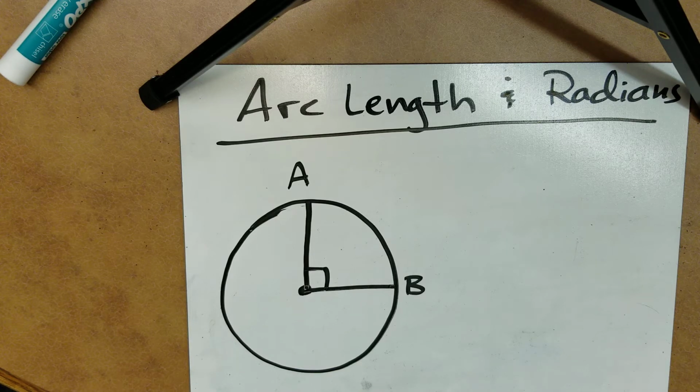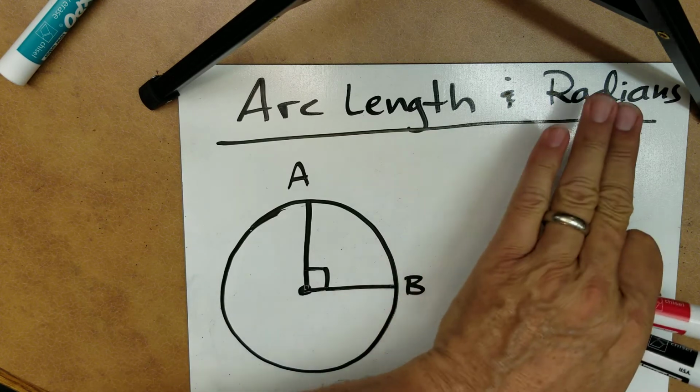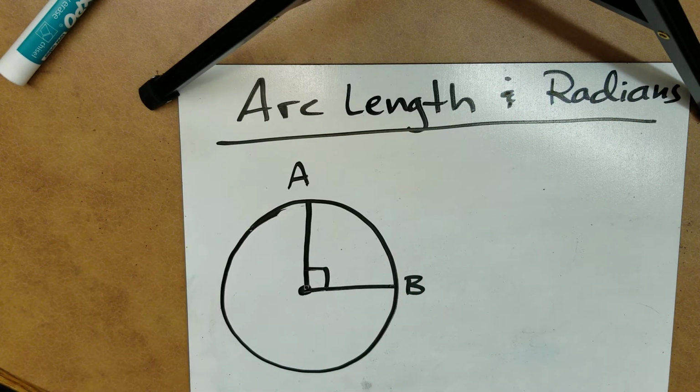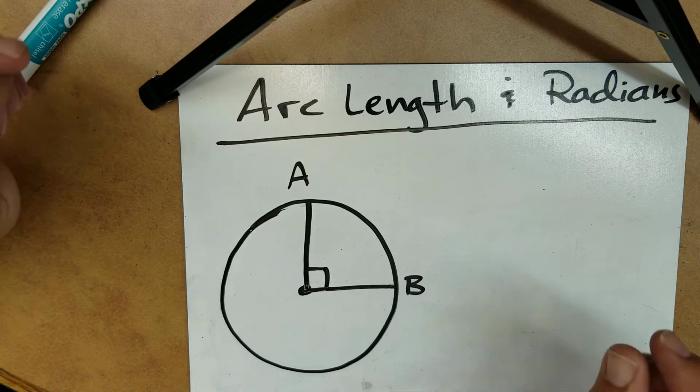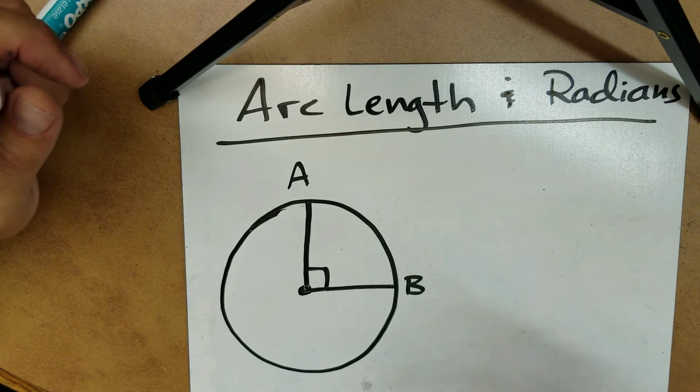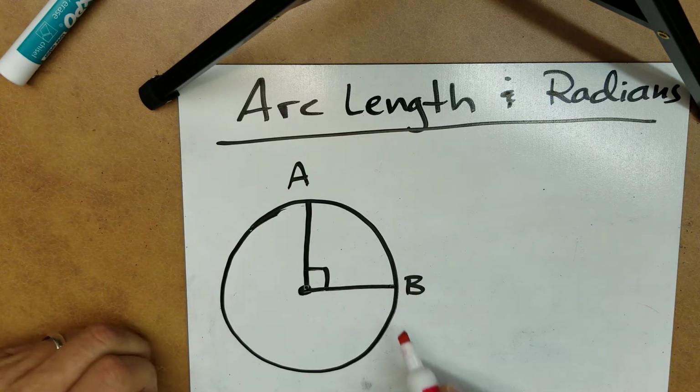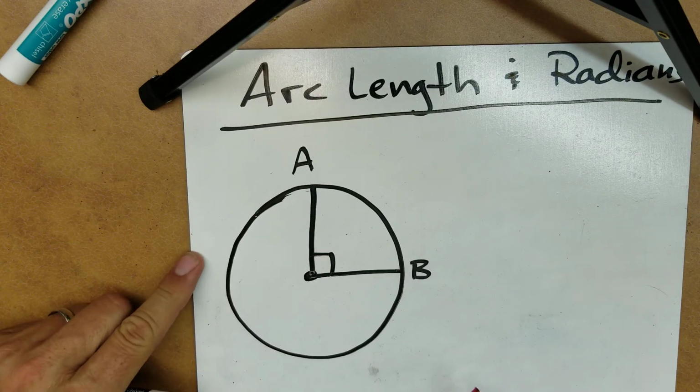All right, so what are we talking about? We're talking about arc length and radians. Today I'm going to put radians on the shelf for now. We're going to talk about arc length, but first I want to discuss the difference between arc length and the measure of an arc. Now take a look at my fairly decent circle actually.